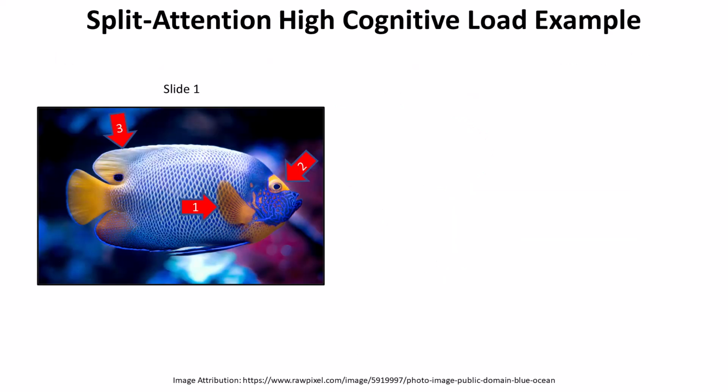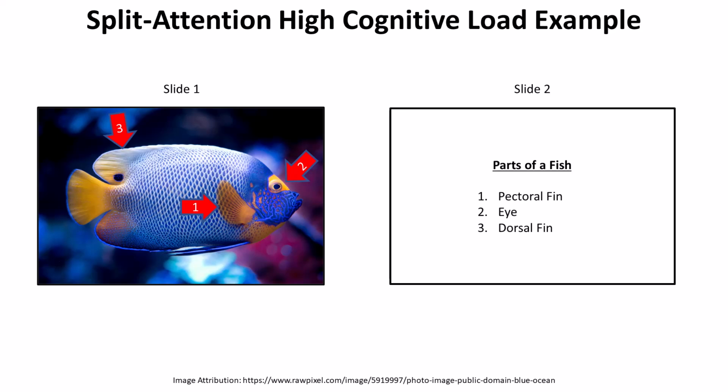This is an example that would cause split attention. We can see that there is a diagram of a fish on slide 1 and the legend for the labels on slide 2. This causes the learner to need to flip between two different slides to get all of the information that they need to learn the parts of a fish.